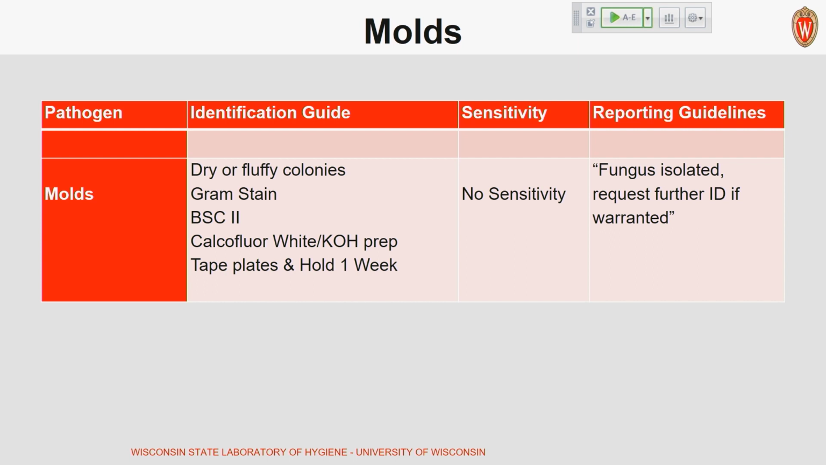So in terms of identification guide, generally for molds, it's going to be a dry, fluffy colony. Again, the gram stain is going to help display that. You want to be working these up, obviously, in a BSC level 2. So anytime you're working with something that looks dry, fluffy like that, best practice is getting it underneath the hood to prevent any exposure to yourself and to your fellow microbiologists or whoever else is in the lab with you.